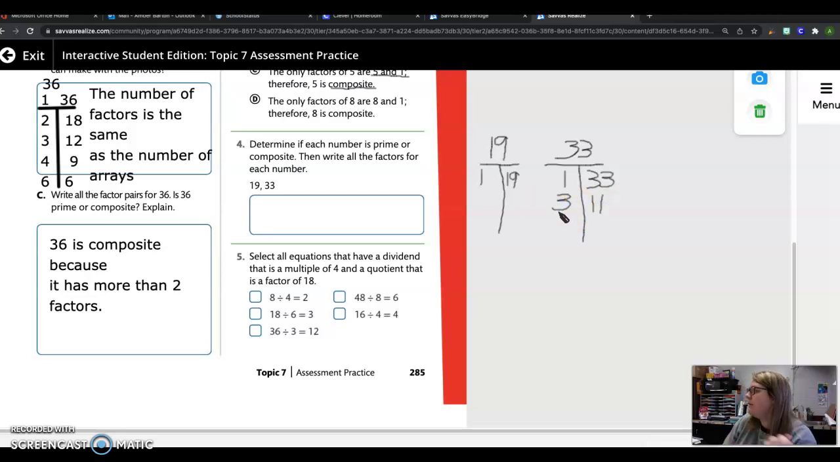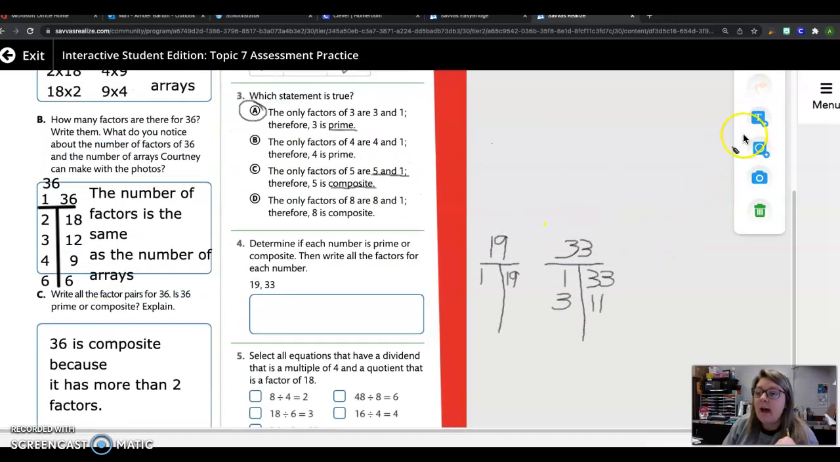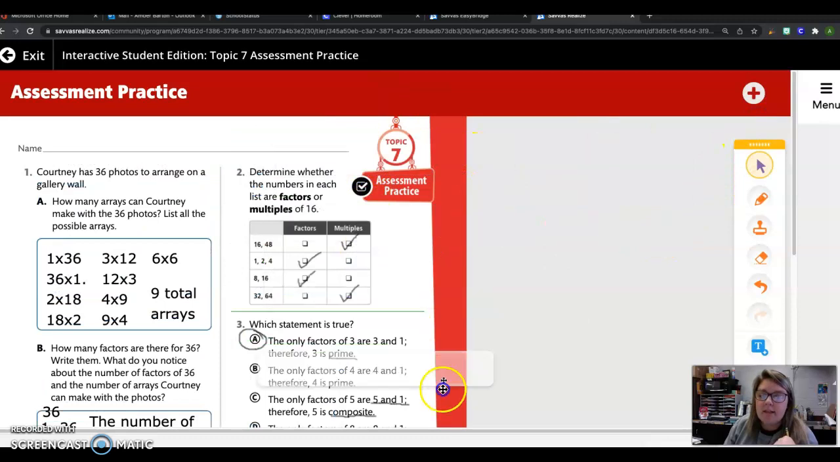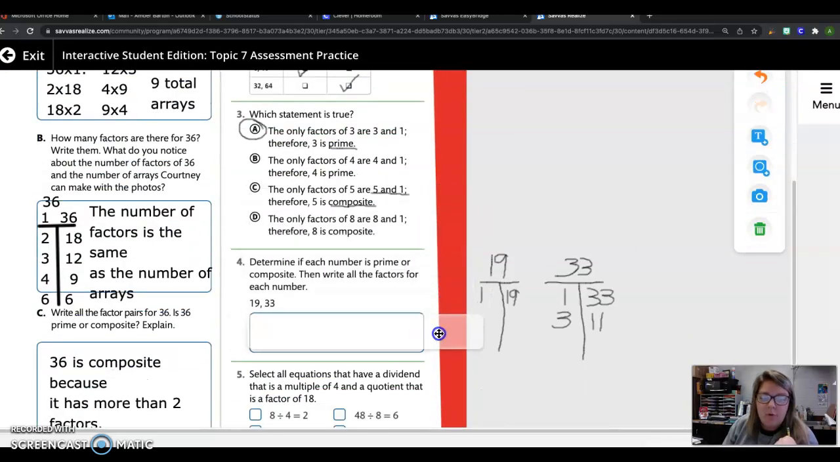Please use normal voices. Is 5 a factor? 6, 7, 8, 9, 10, 11. 11 is a factor of 33. So can we stop trying to look for factors now? Yes, we have all of our factors. So 33 has 4 factors, which means it's what type of number? Composite. It's composite, right?